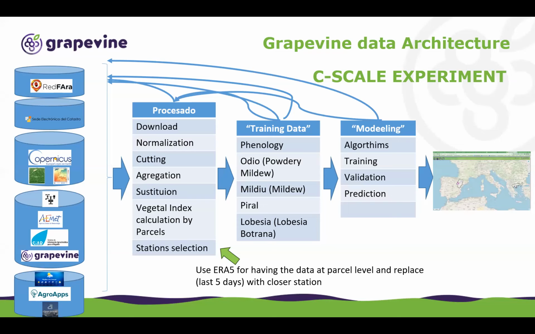And obviously, using ERA5 models, I think we can extend these models to any place around the world, because we are not depending on the climatic station networks for having this data about the fields. I don't know if I answered your question. Yeah, more or less, yes. Thank you.